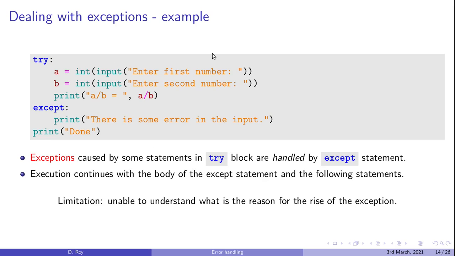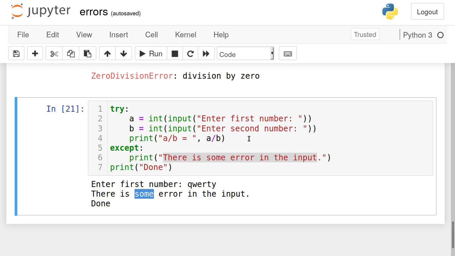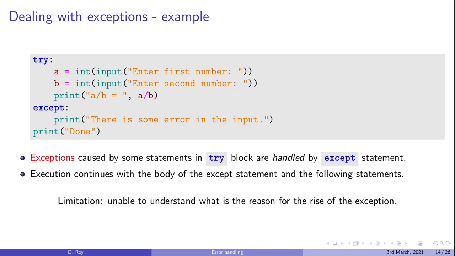But for this code statement there is one limitation. Basically, as we have seen, if I am providing the second input as 0 here, it was providing me with the same error message, which is there is some error in the input, and even the same error message is also getting printed when I am providing the first or second number as a string. So from this code we will be unable to understand what is the exact reason that is actually triggering the raise of the exception.